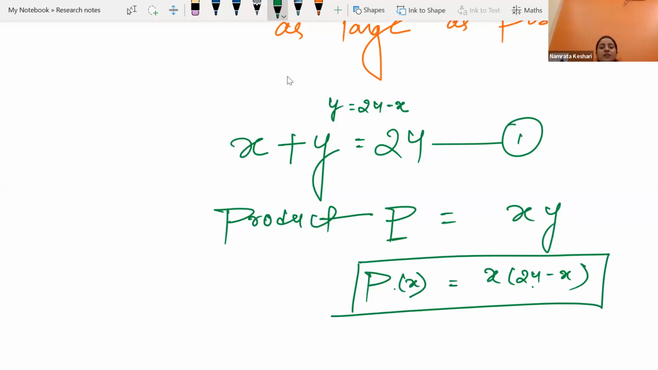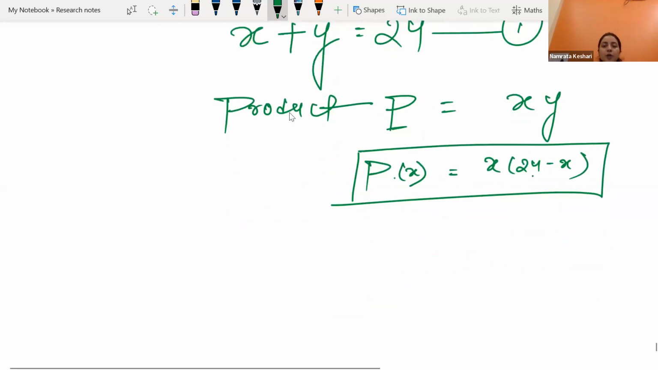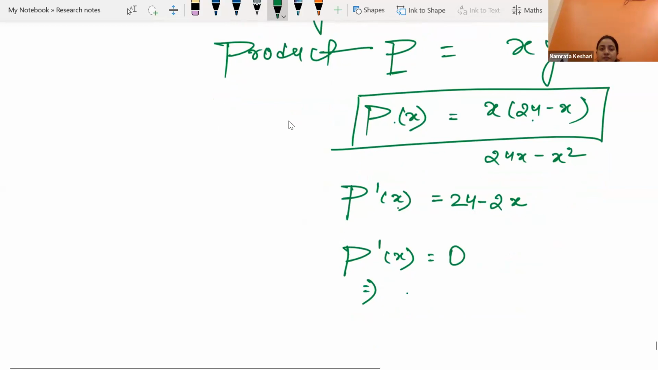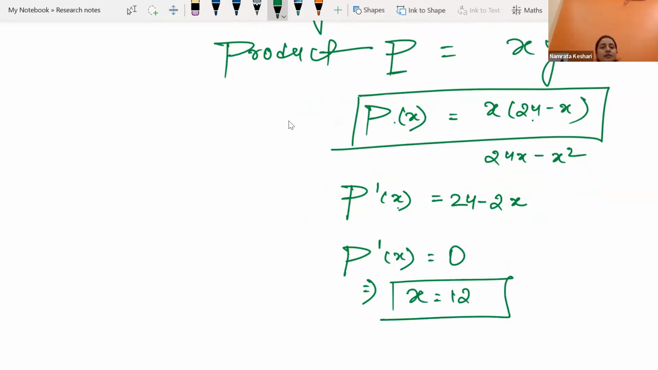Okay. For maximizing the product function, what is that value where this is maximum? At first we have to find p dash x, right? Yes. Let's find it. Let's open it. It will be 24x minus x squared. So p dash x will be 24 minus 2x. Okay. Now we will try finding the critical point. Please find the critical point, Fatima. x equals 12. 12, right? Yes, ma'am. This is the critical point.